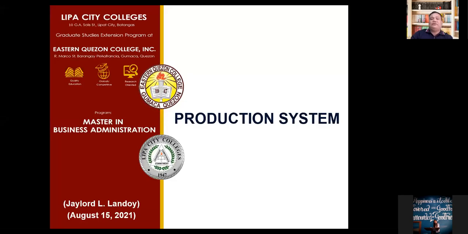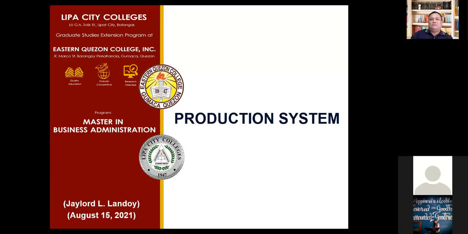Once again, good afternoon, and our topic for today is about production system. Upon the discussion last meeting, we need to consider that once the general specification of a production system has been agreed upon, including precise definitions, needed resources, and output expectation, there are three most important decisions that remain.